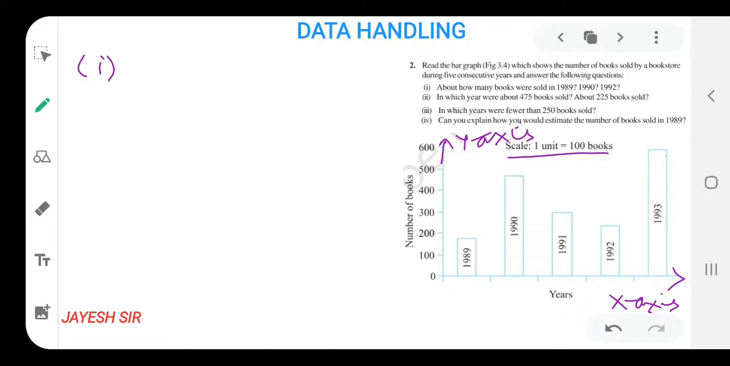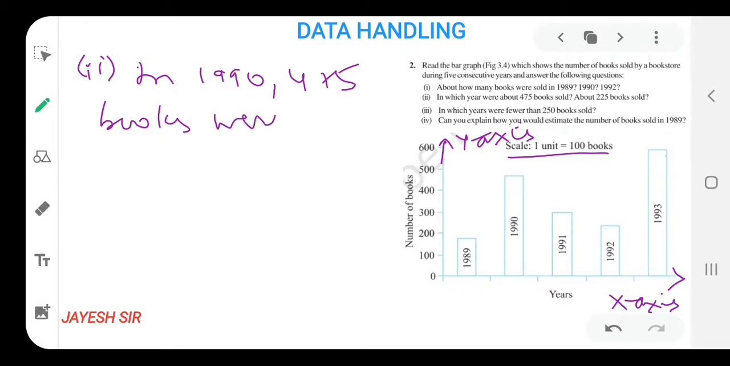So what is the second question? In which year were 475 books sold? As we have written just now, only in 1990, 475 books were sold. This is the second one. In 1990, 475 books were sold. I hope you all might be getting it, friends.